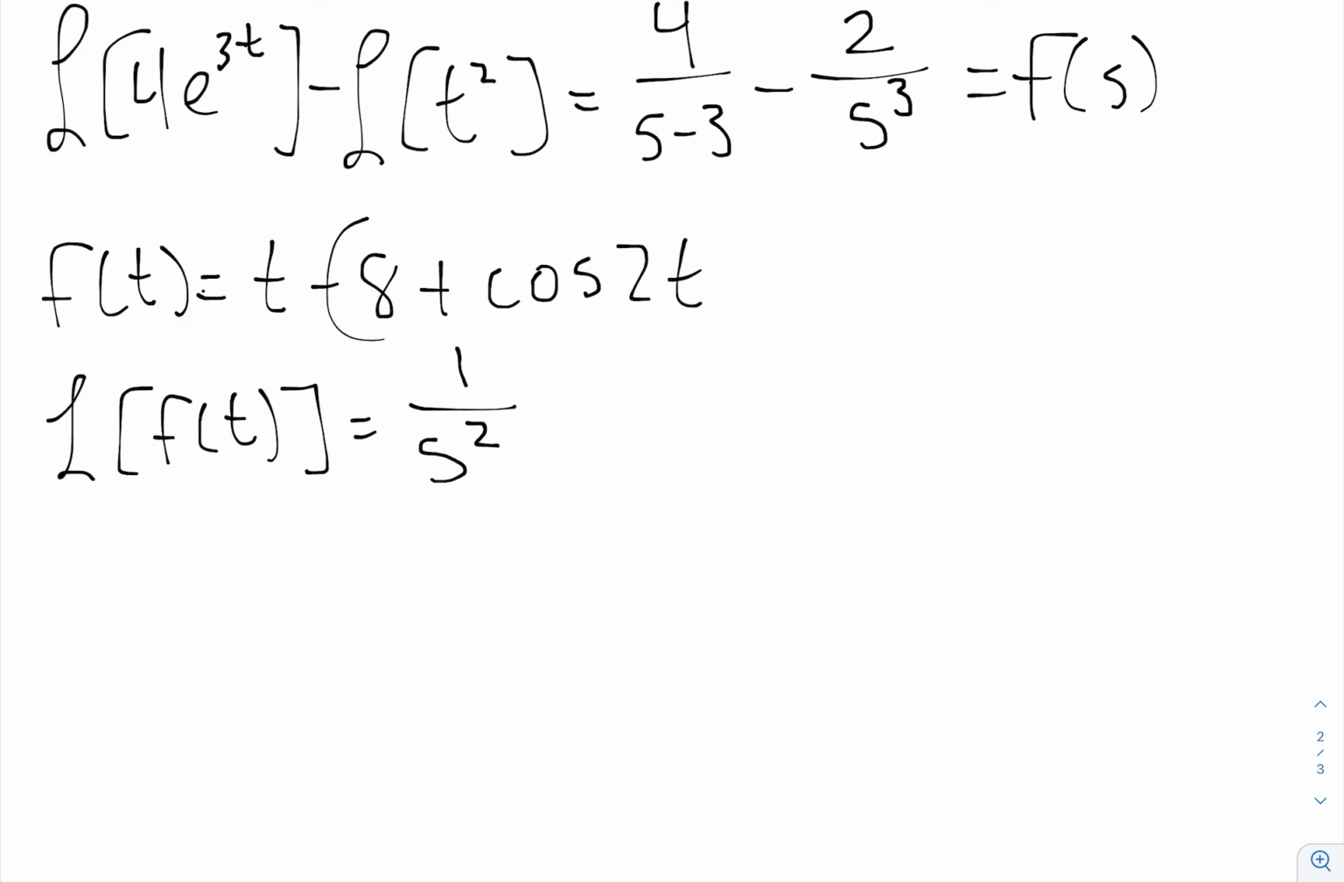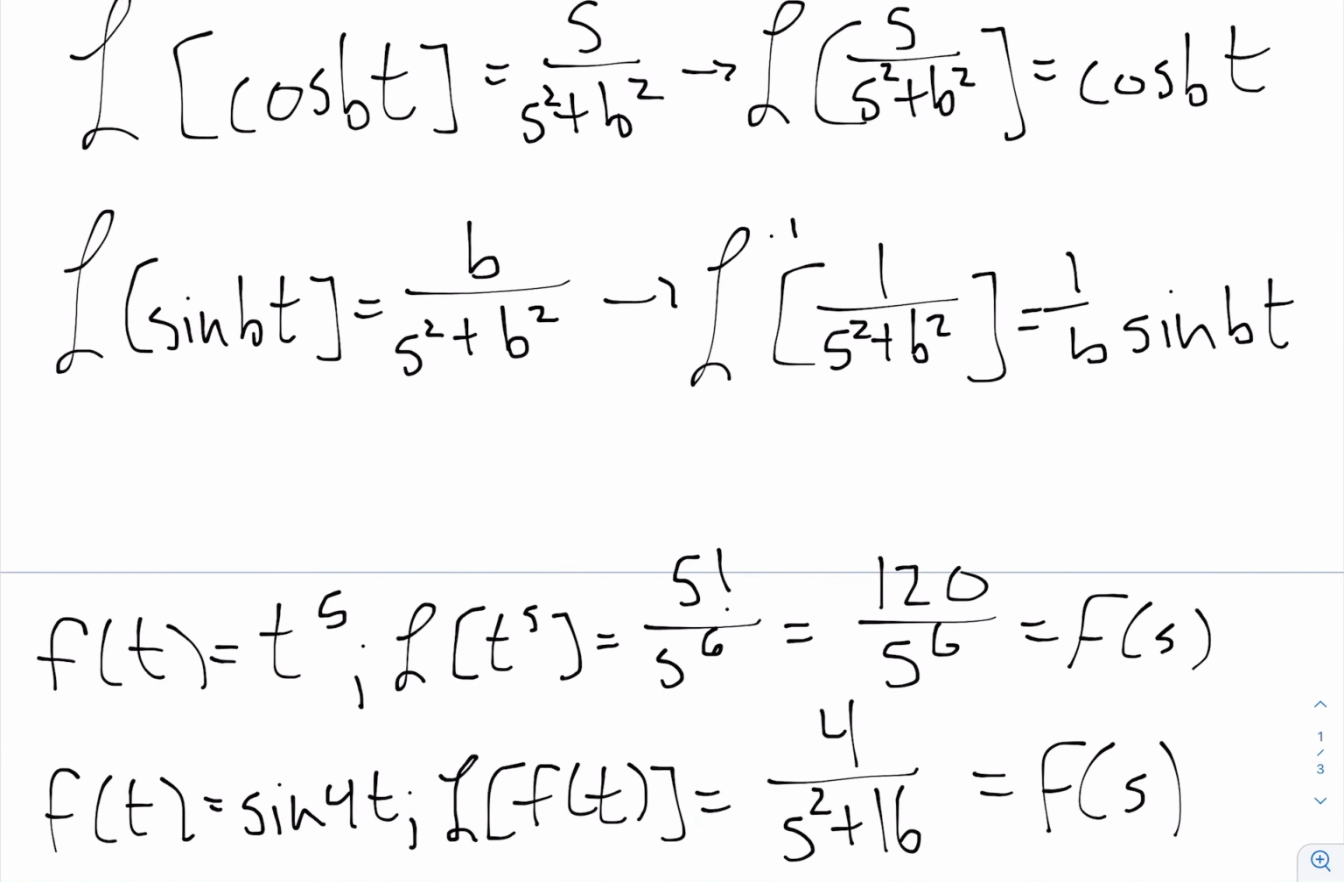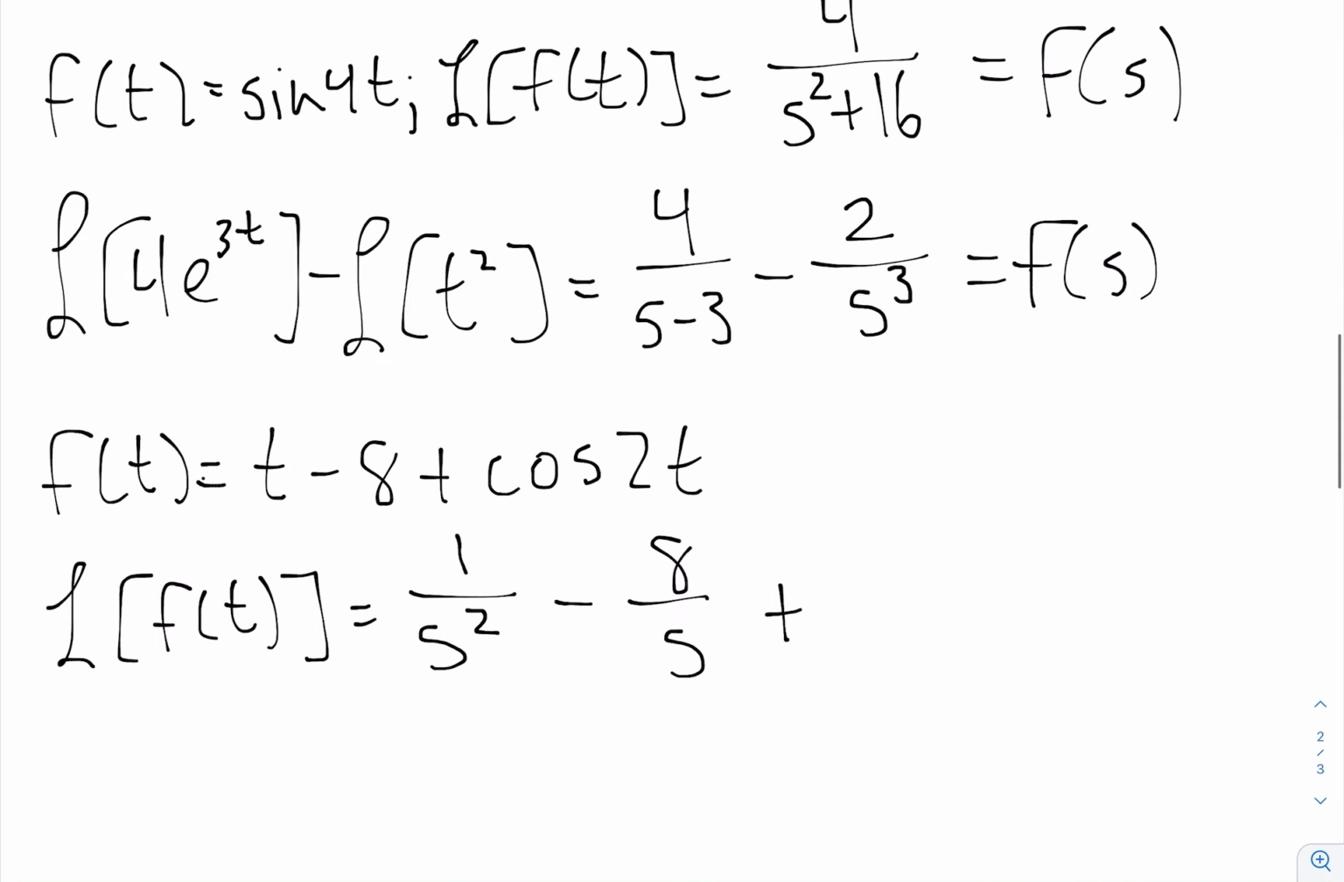And this 8 here, we can think of this as minus 8 times the Laplace transform of 1. So we can just factor an 8 out of 1. It's essentially going to be 8 times the Laplace transform of 1. The Laplace transform of 1 is 1 over s, so it's going to be minus 8 over s. And then we're going to get plus cosine 2t. Remember, with cosine in our table here, cosine of bt is s over s squared plus b squared. So the 2 is going to replace the b, so it's going to be s over s squared plus 4. And that's going to be our answer there.